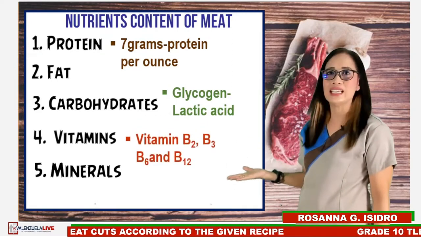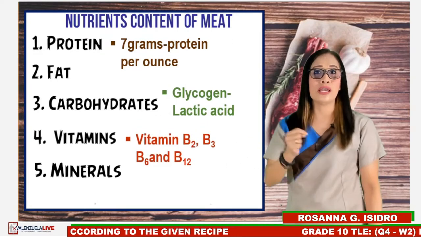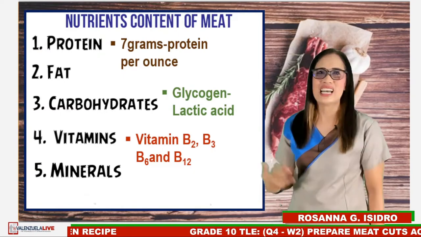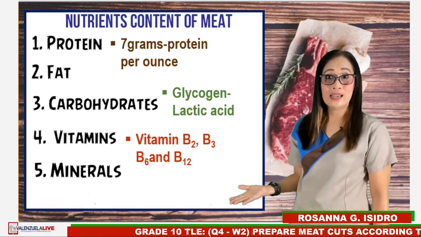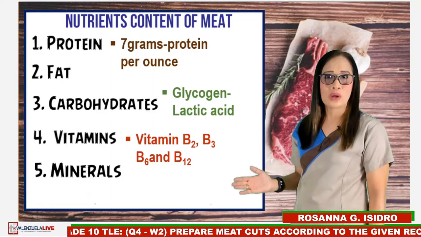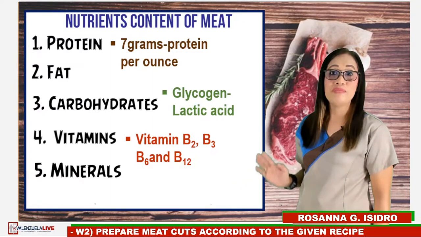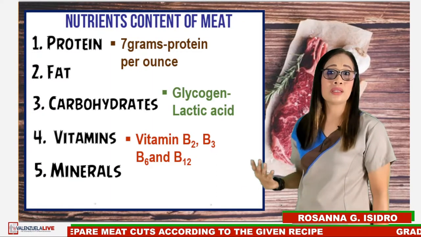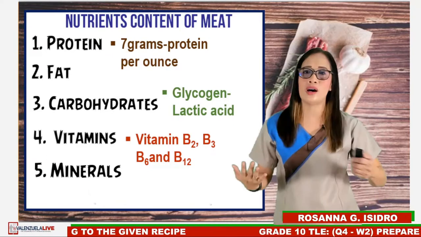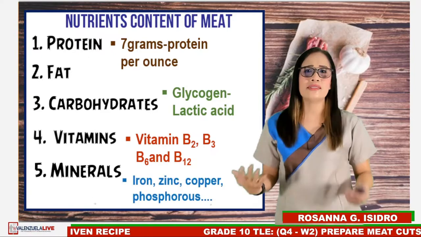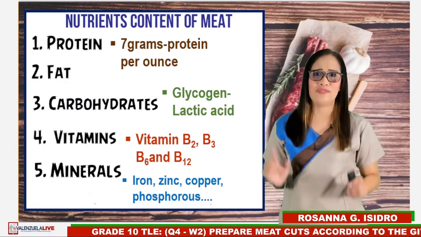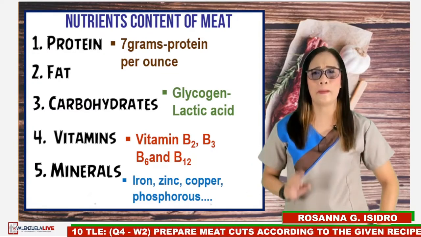We'll have vitamins. Meat is an excellent source of B vitamins, such as thiamine B1, riboflavin B2, pyridoxine B6, vitamin B12, niacin or B3, and some folate. Niacin or vitamin B3 is obtained from tryptophan, an amino acid plentiful in meats and milk.